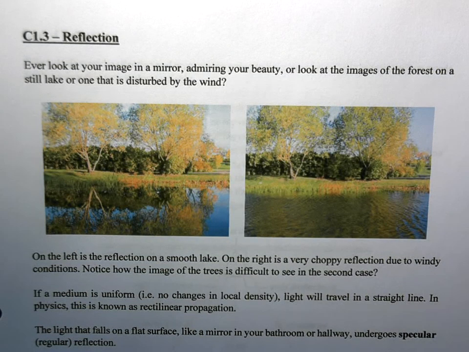So we've all dealt with reflection before. Most of us have a mirror in the bathroom, or we run into mirrors almost every day, so we can certainly admire our lovely faces in the mirror. Let's talk a little bit more about the physics of reflections.